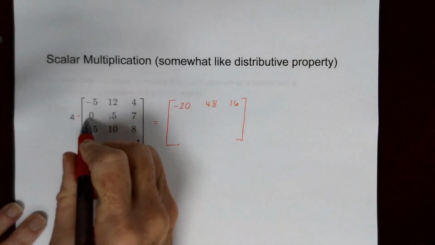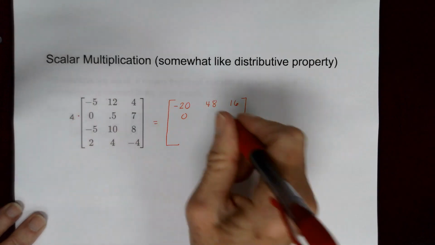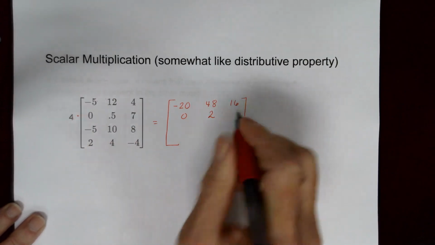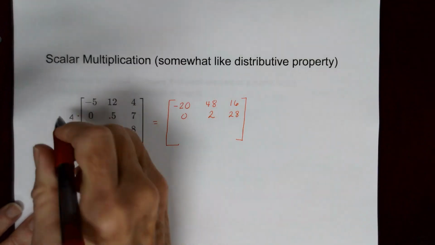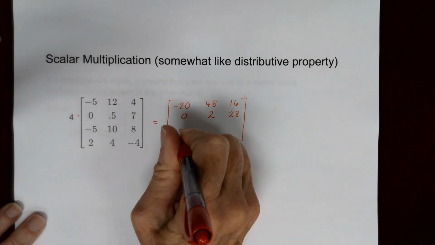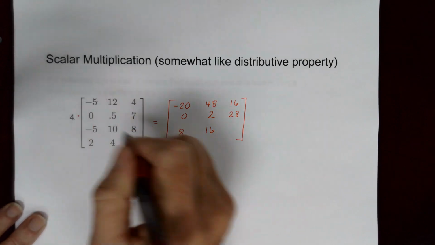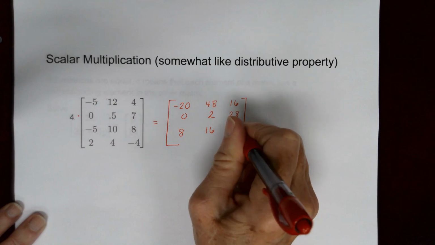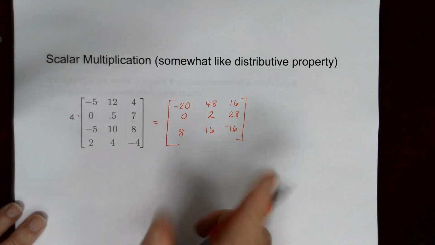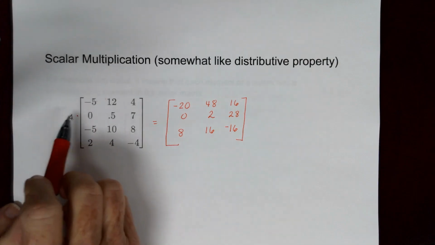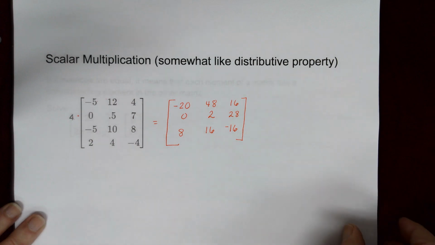Then I'm going to start on the second row. 4 times 0 is 0. 4 times 0.5 is 2. 4 times 7 is 28. 4 times 2 is 8, 4 times 4 is 16, and 4 times negative 4 is negative 16. So that would be the matrix that you get when you multiply 4 times this matrix. That's what we call scalar multiplication.